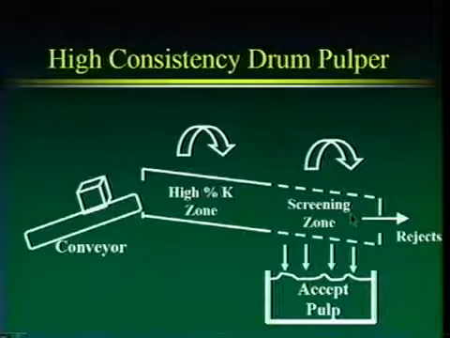And then this screening zone right here, this cylindrical part of the drum, is going to have openings through which the pulp material can go. So the pulp material will go through these openings, and that will be our accept pulp. Coming out the end of the drum pulper will be all our rejects that were not pulped.